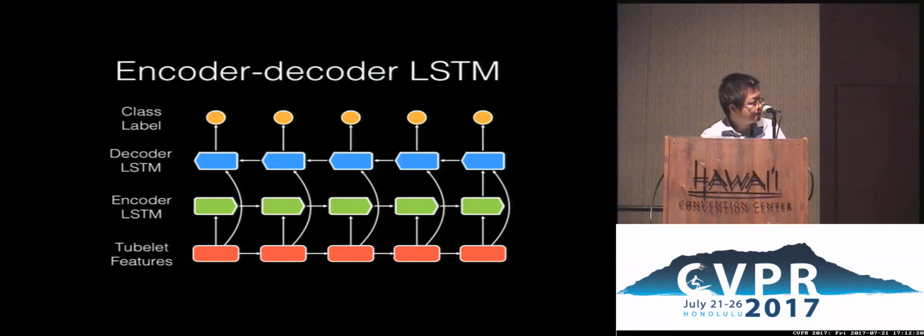And after you get these region proposals, which form tubelets, we extract the tubelet features and use them as input to an encoder LSTM to summarize all this information, and then a decoder LSTM to do the prediction of the class labels.